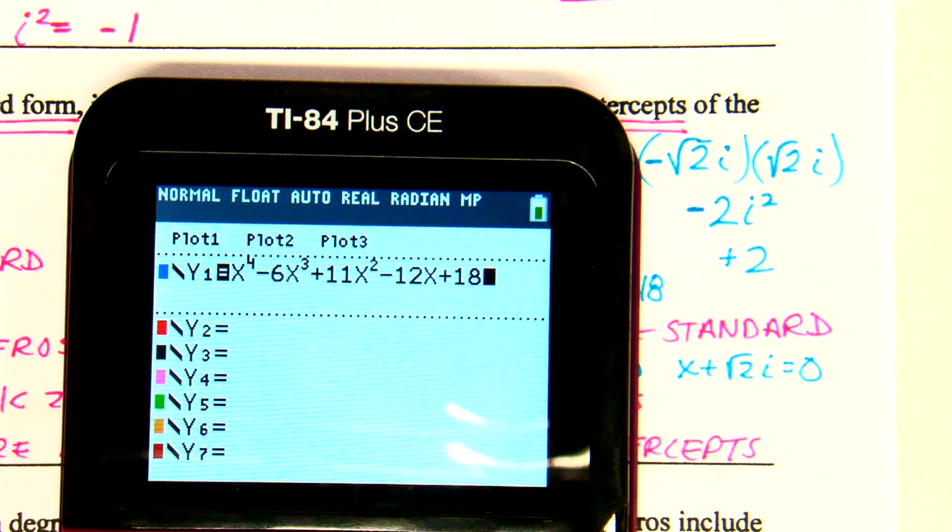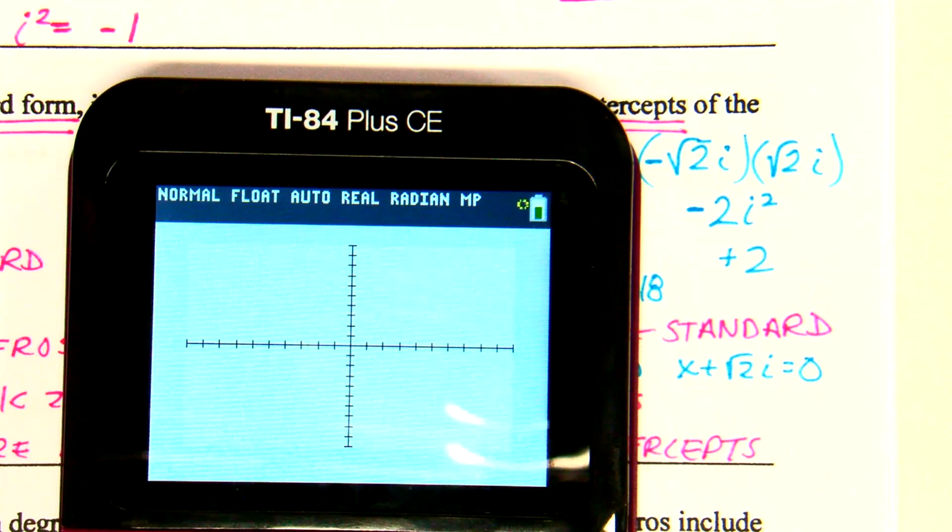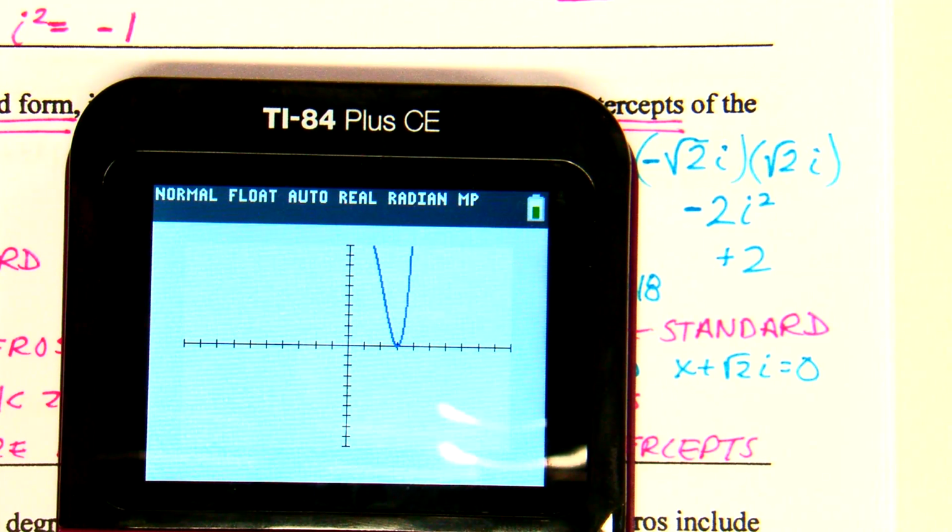And when you graph this, notice, what do I have? Touching at 3. Did we already talk about touching? Should it be touching at 3? Yeah, because there was a multiplicity of 2 on that x minus 3. So that's kind of a check that maybe my standard form is right, because it's doing what I expect it to do.